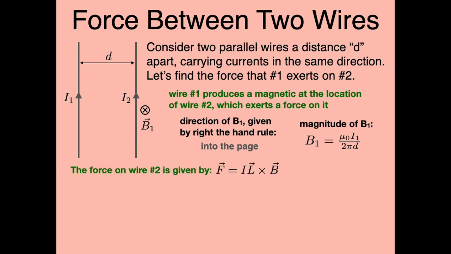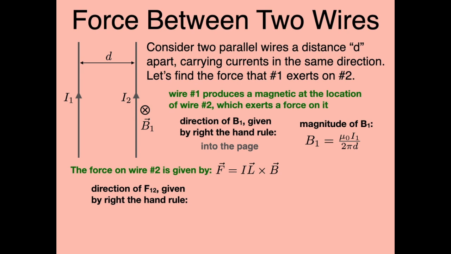Now, the next thing we do is we remember from back in chapter 27 that the force on wire number 2 is given by a cross product. The force on a wire that's in a magnetic field is given by I L cross B. So now we can sort of figure out what the force looks like.